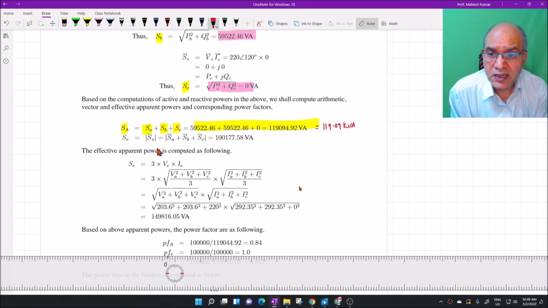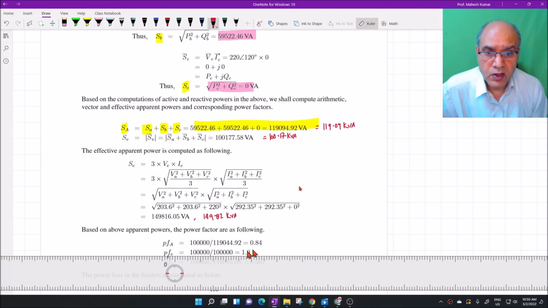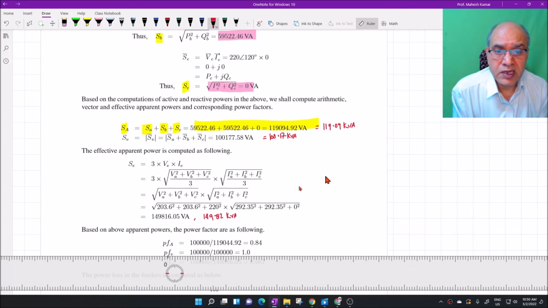And SB is the sum of the complex power and its mod, that is 100.17 kVA. And SE is 3 into V into IE. Substitute the value of V and IE from this expression, you will get 149.82 kVA. So we have now 3 apparent powers, and all these 3 have different values.